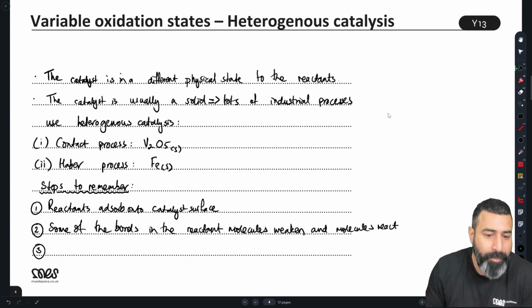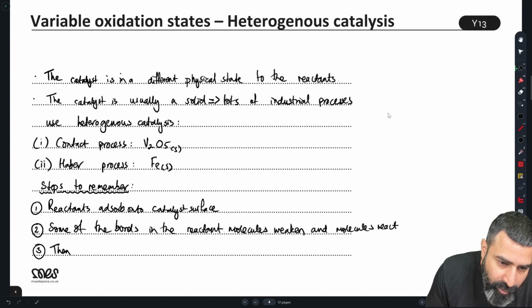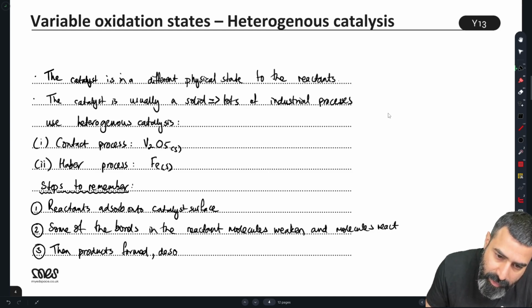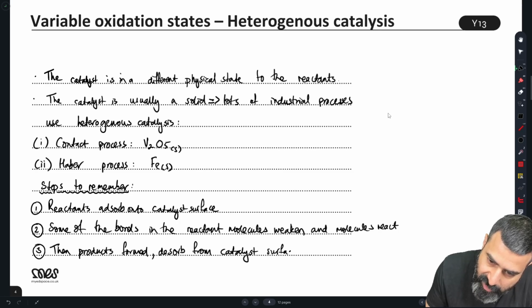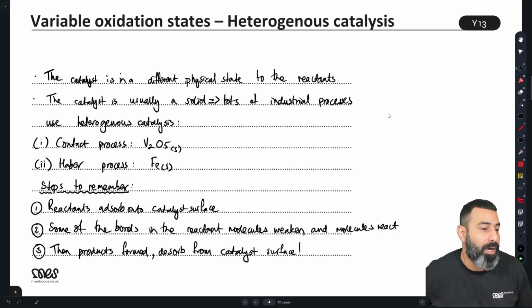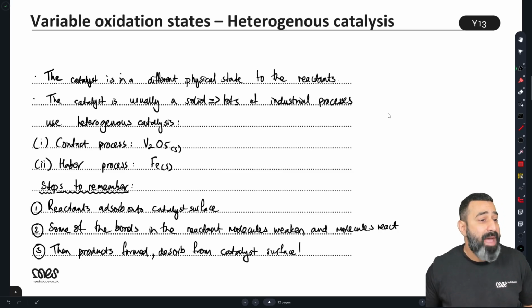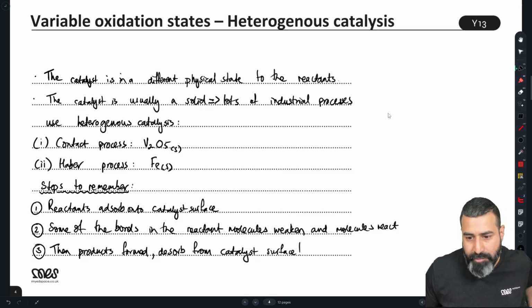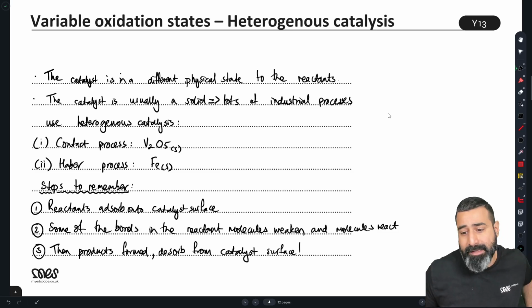they desorb. And then the products formed desorb from the catalyst surface. And those are the 3 points that you have to remember for if you ever get a question, how does a catalyst work? Give the mechanism for how a catalyst works, I should say, because you could answer it through an energy profile diagram, but if it asks for the mechanism, then this is what you have to state.